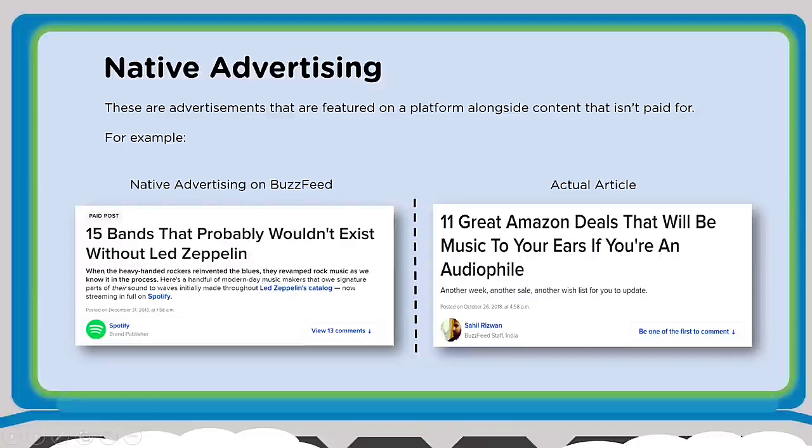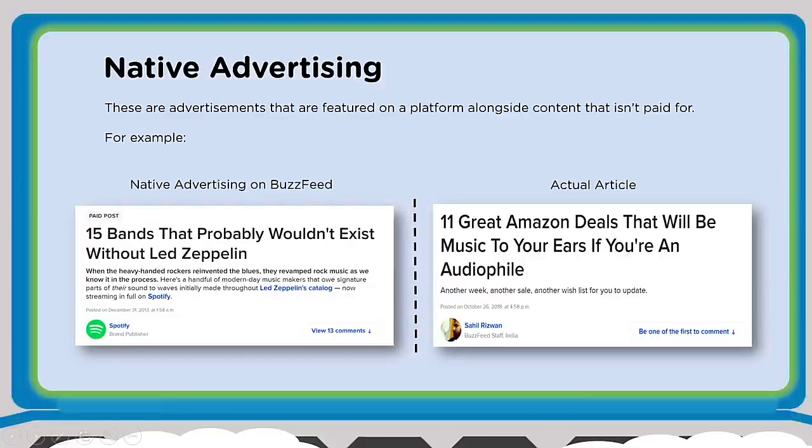This particular post was probably on a news article related to music, because they're talking about bands that probably wouldn't exist without Led Zeppelin. So for Spotify, using native advertising allows them to put their ad next to content related to their ad. Here you can see another BuzzFeed article, 11 great Amazon deals that will be music to your ears if you're an audiophile. Here you can see an advertisement next to the article. So you can see the ad about Led Zeppelin, and the actual article is about music.